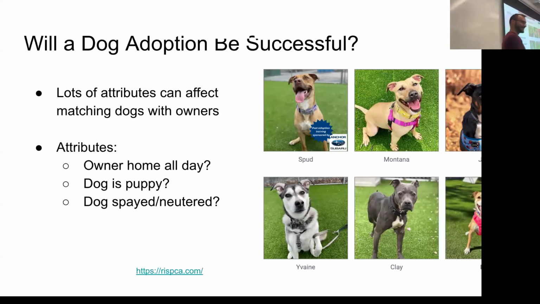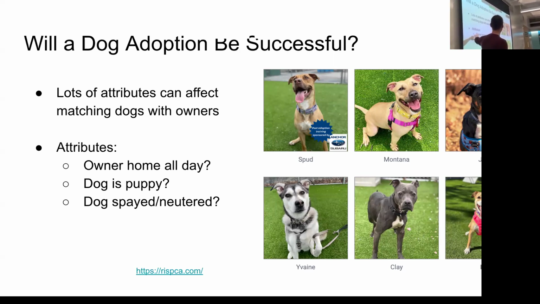So I'm a dog person, so the toy data set we will use in the first half of the seminar will be about dogs and dog adoption. We will try to answer the question up there: will a dog adoption be successful? And if you adopted any animals, you know that there are lots of attributes that can affect the matching between the dogs and the owners. We will focus on 3 properties today. We will have 3 features.